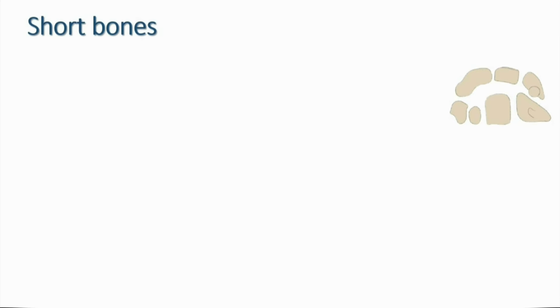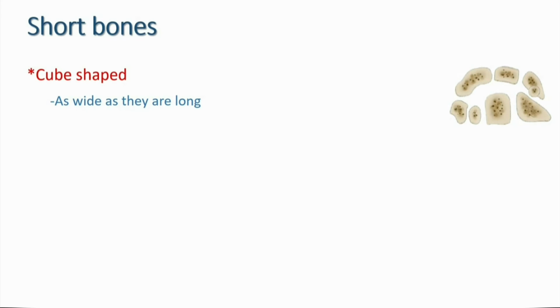As short bones, they are somewhat cube-shaped, which means that they are just as wide as their length. Just like any other bone, these bones are also compact on the outside and spongy on the inside. And again, just like most of the bones, it has marrow inside.